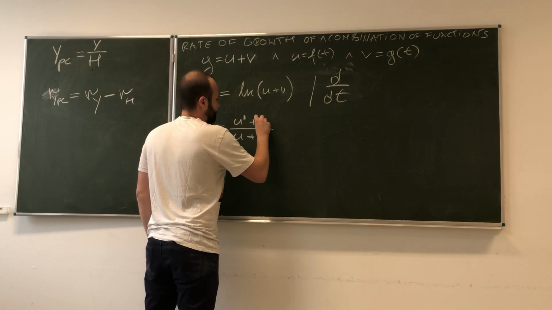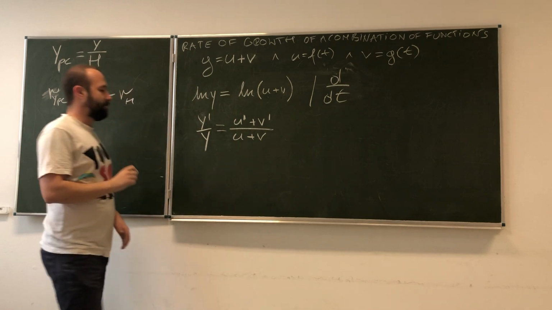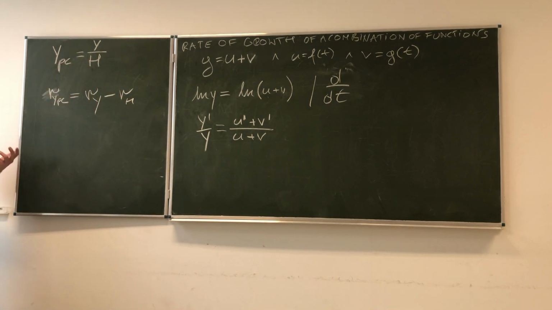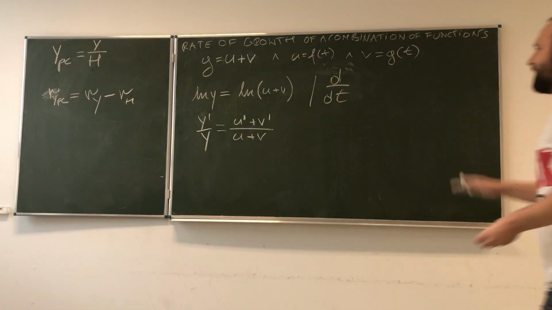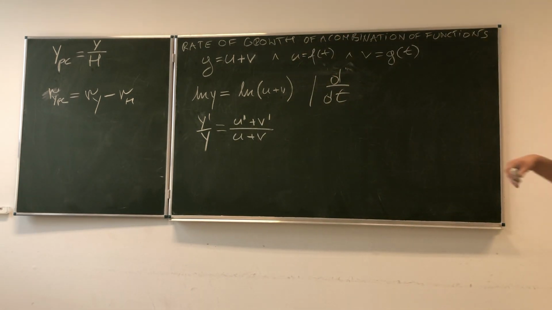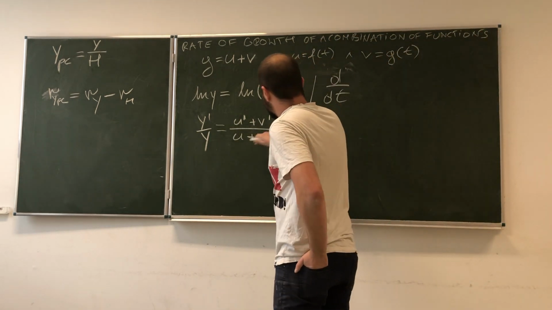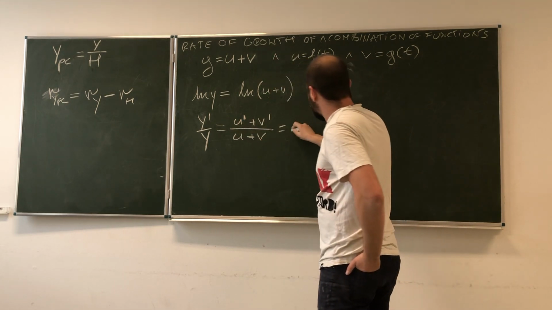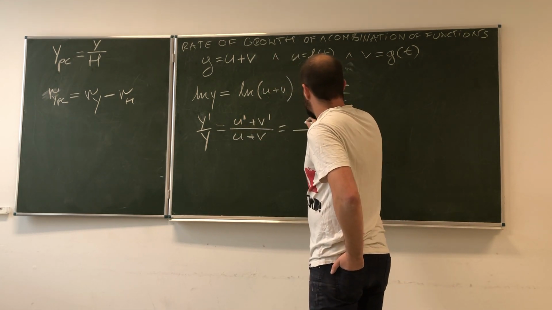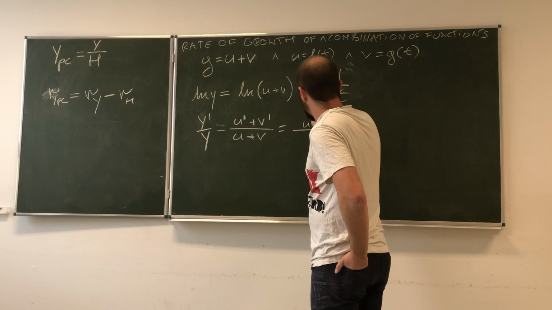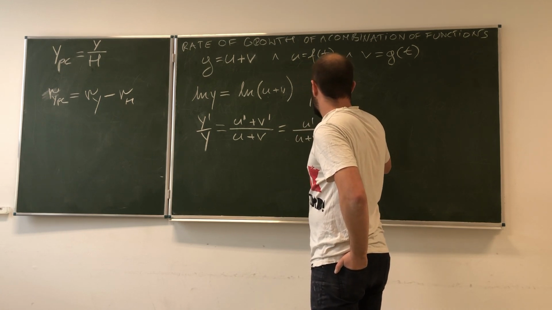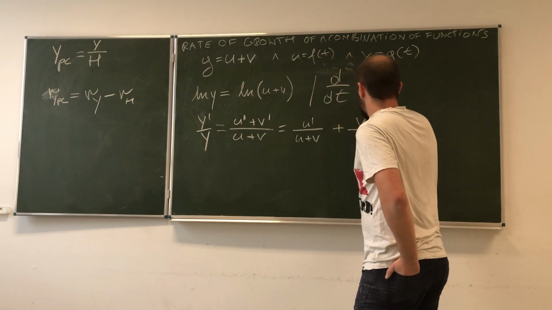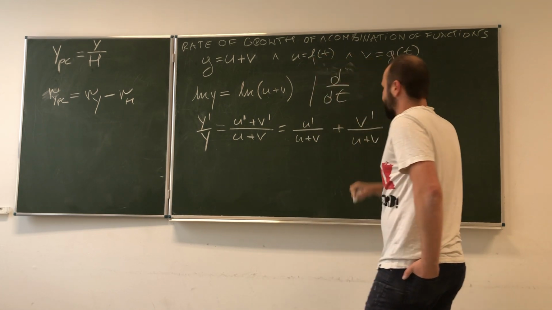We are obtaining this. Now, this expression does not look like we could use it much, but let me just do one simple thing. I can divide it into two separate expressions, like u prime over u plus v, plus v prime over u plus v.